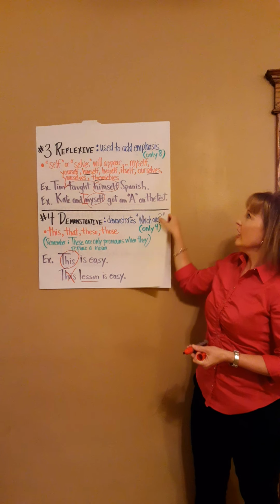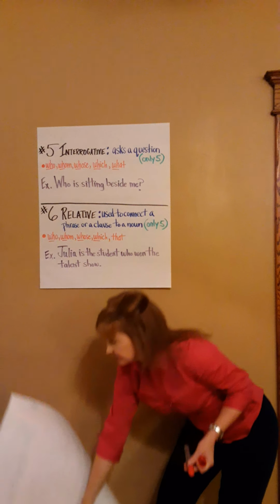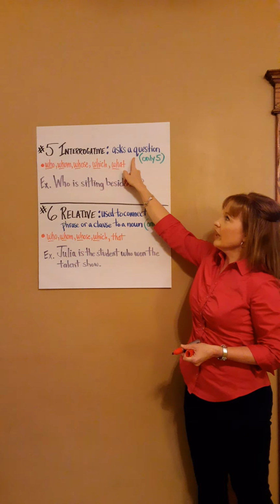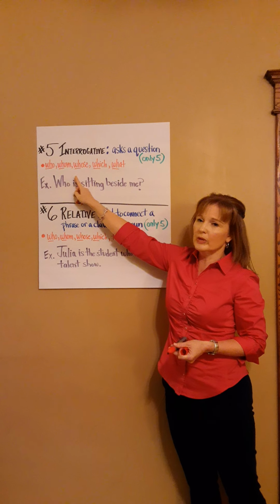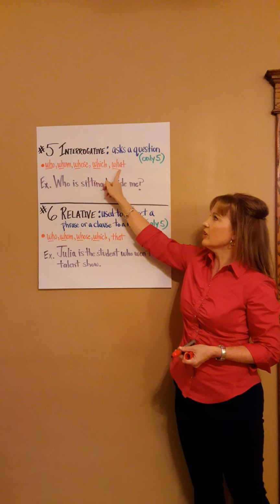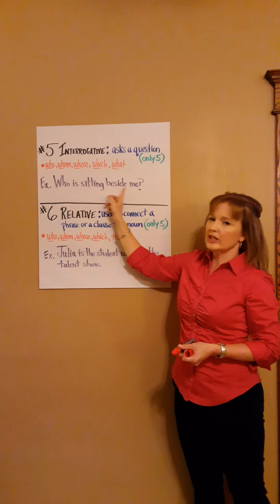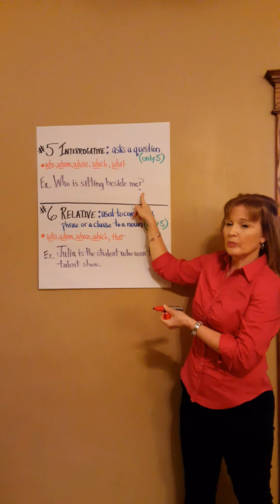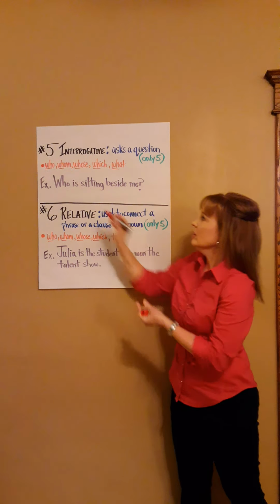And for the last 2 types of pronouns, we have interrogative, and that's going to ask a question. There are only 5 of these. And they all begin with WH. Who, whom, whose, which, and that. Who is sitting beside me? Okay, this is really obvious. It's a question. We have a question mark right here. Who is going to be your pronoun? And I have an extra pronoun here, me. And if you remember, this would be a personal pronoun.